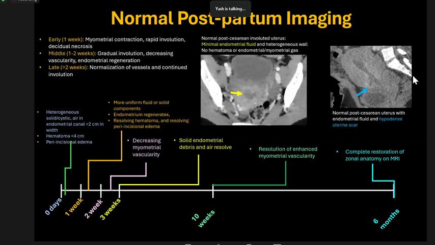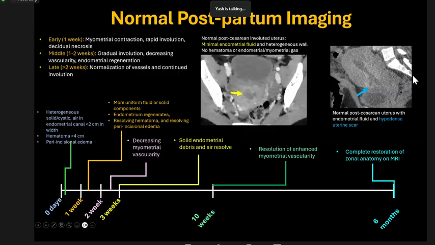So starting with normal postpartum imaging appearance. Sorry, this is a busy slide, but what I want you to focus on is that most of the changes that happen in the myometrium or the uterus resolve mostly by 3 weeks.